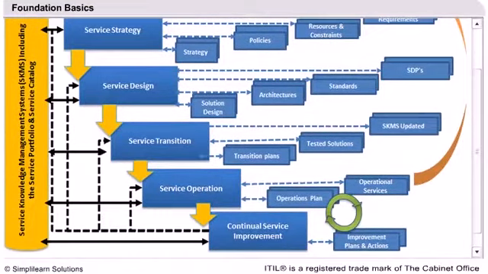Now, as we see the service being delivered on a day-to-day basis, we also need to keep the service improving to the current market scenario, domain and technology changes, etc. Continual service improvement provides the output for service improvement in the form of service improvement plans and actions to be taken for the service improvement.